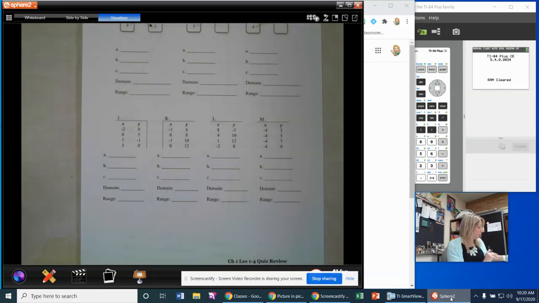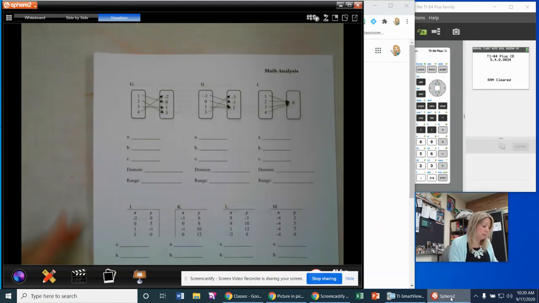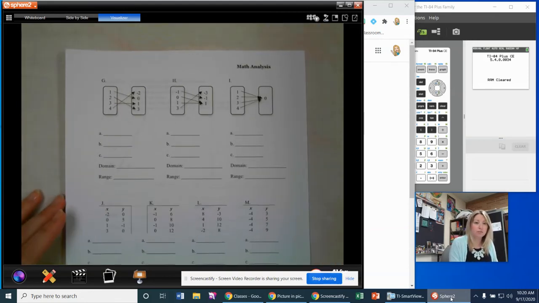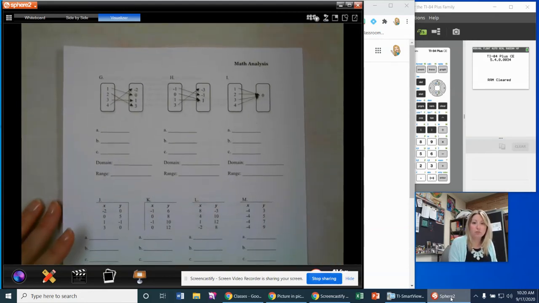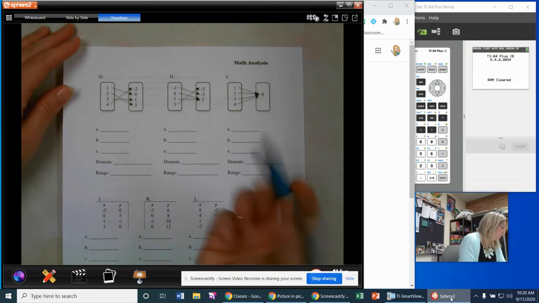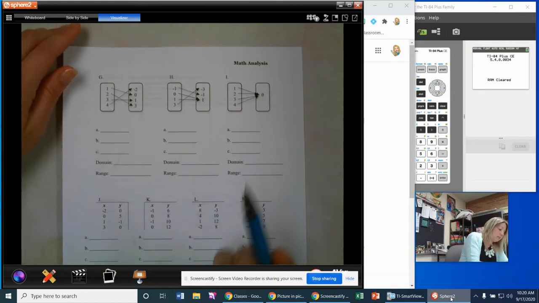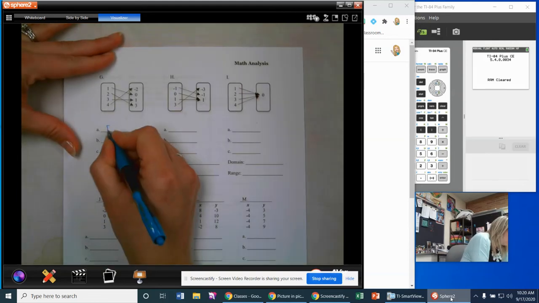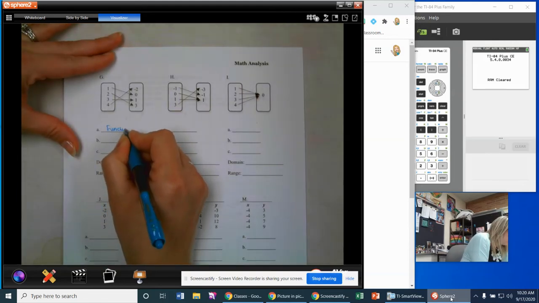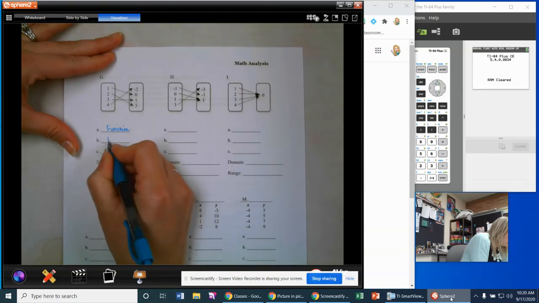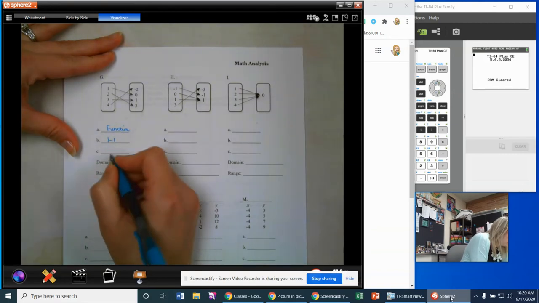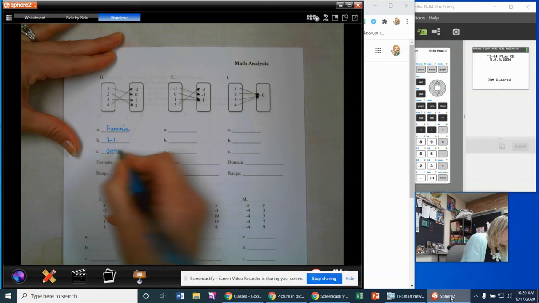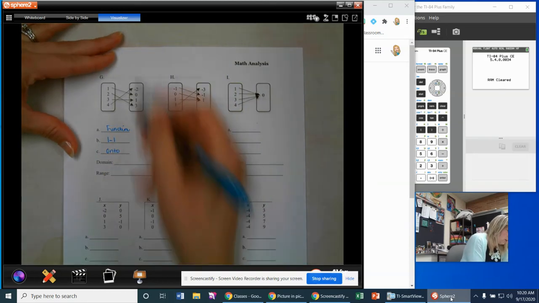Okay. Mapping, tables. I really should have just done one of each of these so that was a short video, but it gets you ready for your quiz, right? So here's a function. It is 1 to 1, and it is onto. So you're good. All those things are happening.